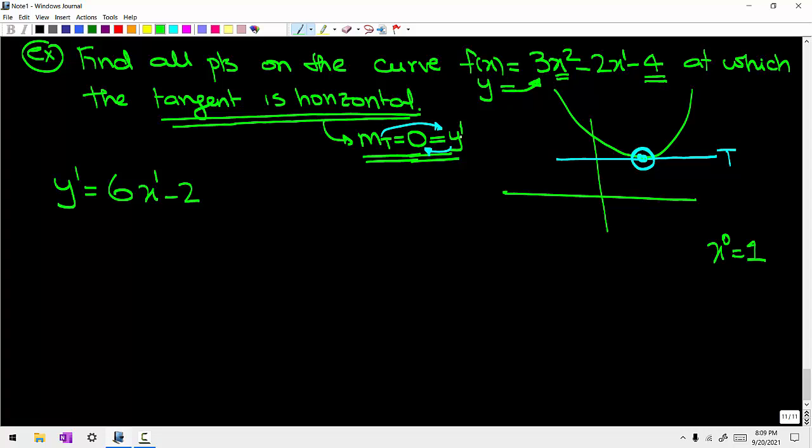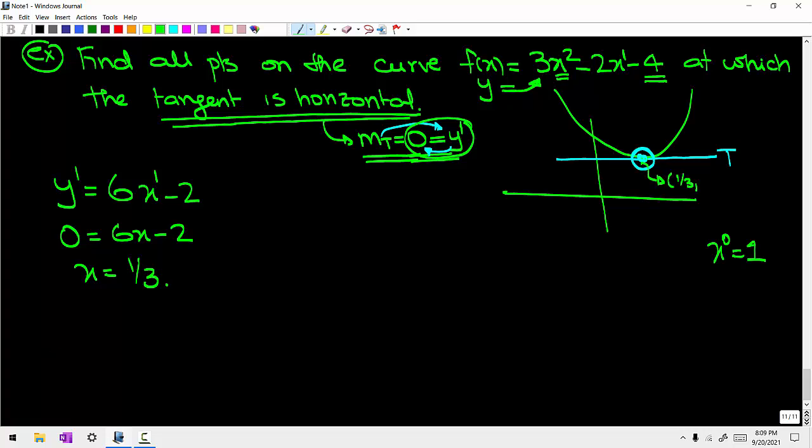Now all we have to do is take our derivative and set it equal to 0. And then we solve for x. So we get x is equal to 1/3. You move the 2 over and divide by 6. So that tells us that the x coordinate of this point is 1/3.